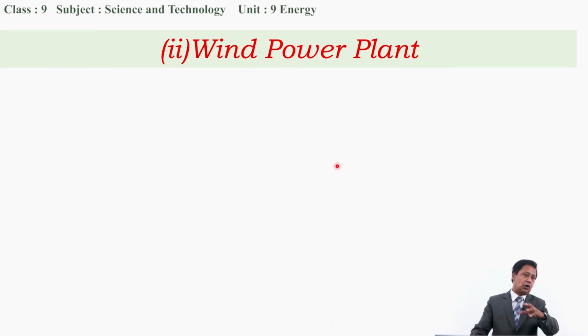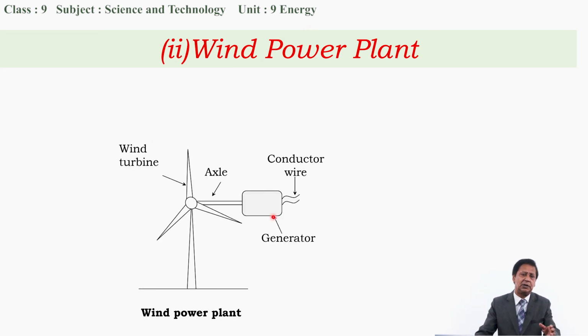Now let's talk about another wind power plant. This is a diagrammatic representation of a wind power plant. It consists of a wind turbine, and it is connected to an axle. The axle is connected to the turbine of the generator.